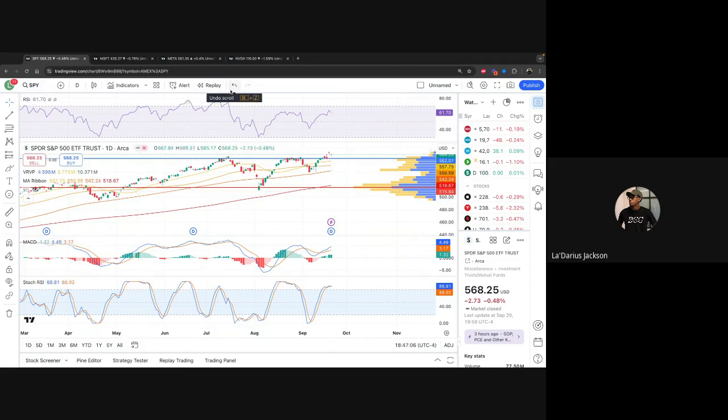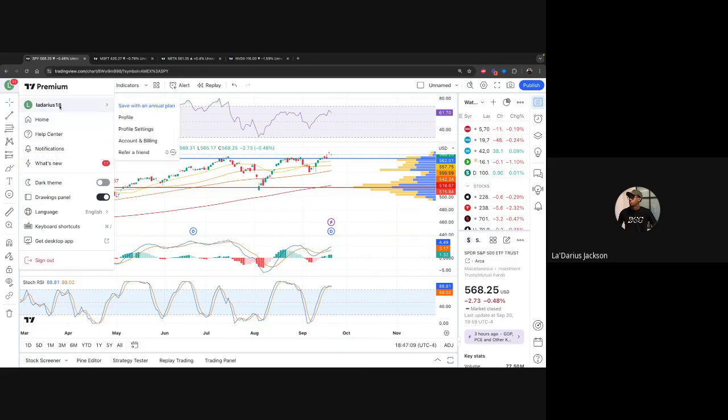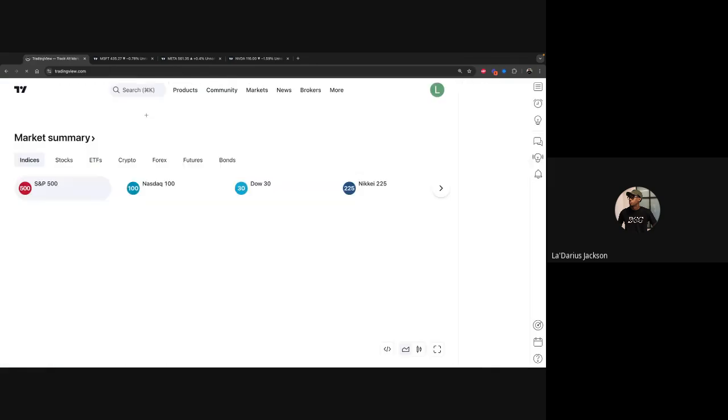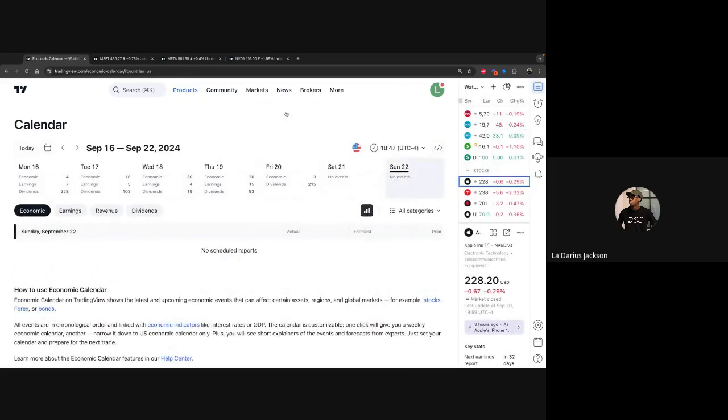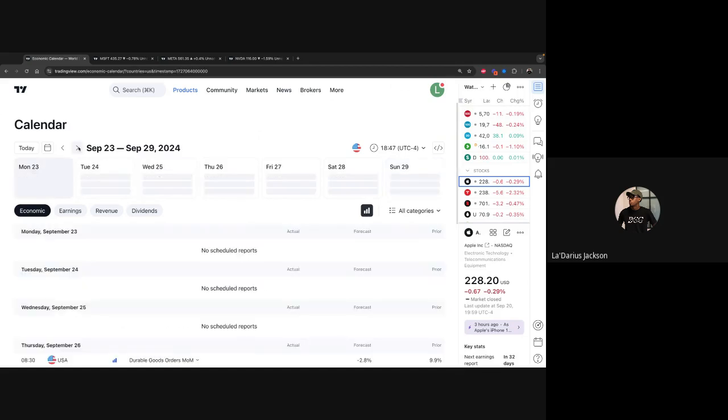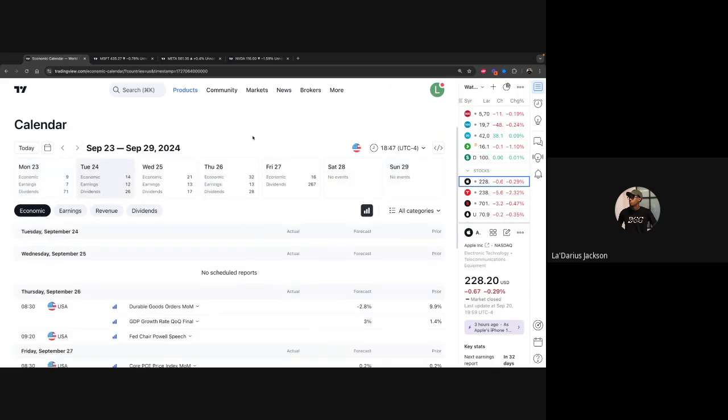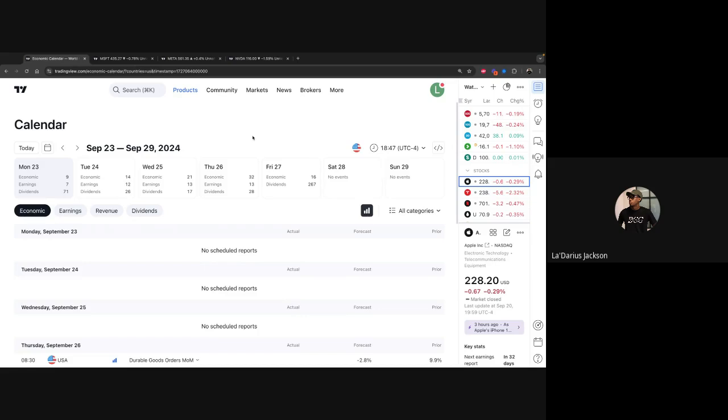Let's look at the news really quick. Let's see, what do we have? Home. How do I get to the news again? Oh yeah, products, calendar, economic. So we're looking at the economic calendar, and when you look at the economic calendar, what you want to pay attention to is anything that says Fed. If you see FED or FOMC, which is the Fed's meetings, you need to pay attention to that, because those meetings right now, especially in a high inflationary environment, are always going to drive the market.